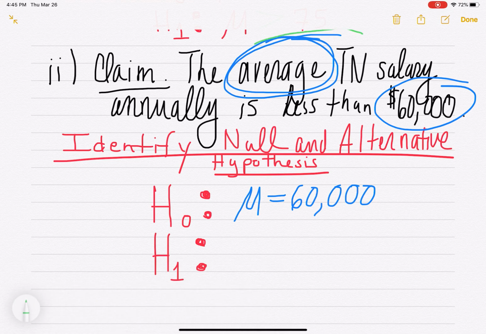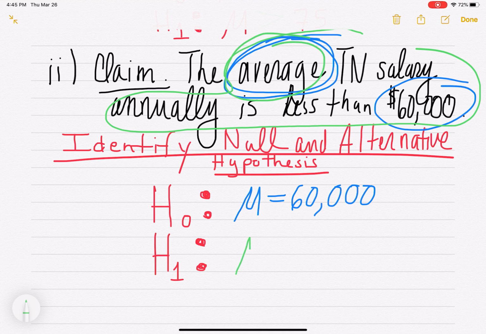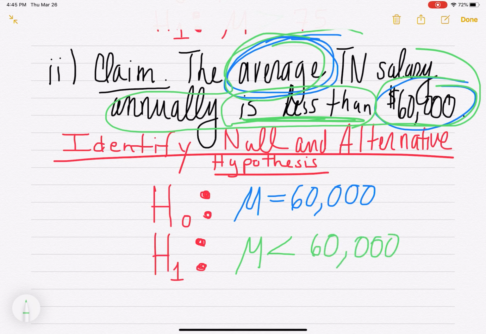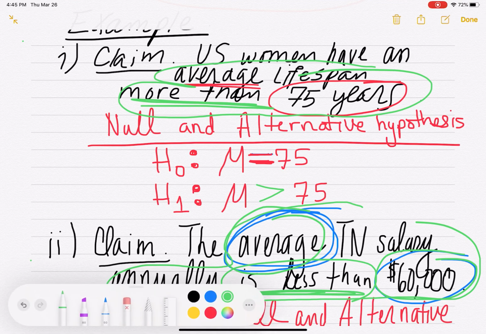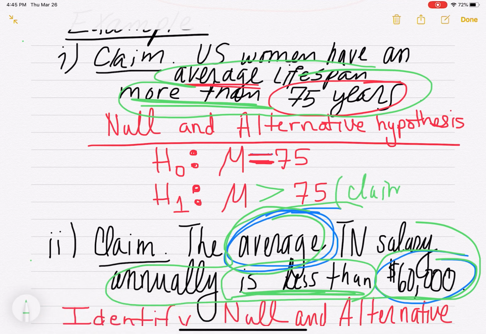If you read the claim here carefully, the average, that's the mean, is less than, if you read that word less than right there, use the less than symbol, 60,000. So mu is less than 60,000. That is our alternative. So this is actually the claim that we're testing right here. If I go back to the previous one, the claim that we're testing was more than. So in the previous one, this was the claim that we were testing. I should have written that. That's the actual claim being stated there.